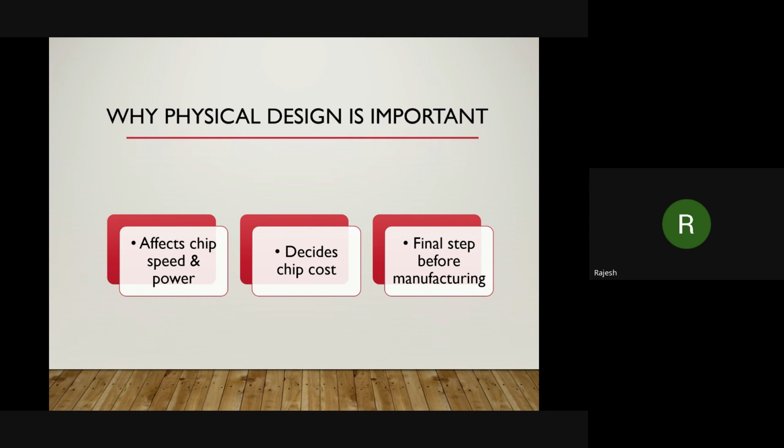Based on the physical design, the chip production cost is also decided, and if the chip works fine, then the chip will have more value. So that's why this physical design decides the chip cost also. And this is the final step before the manufacturing. Whatever the physical design engineer does will be manufactured as it is, however you design. So that is why it is the final step in the manufacturing process.